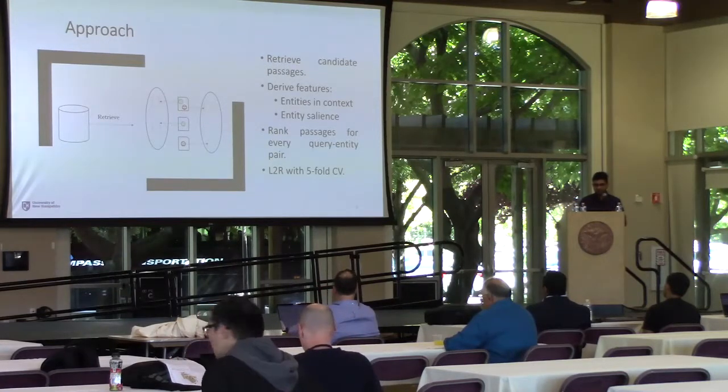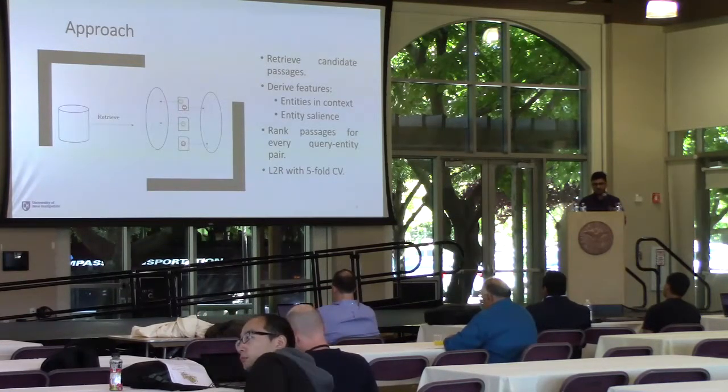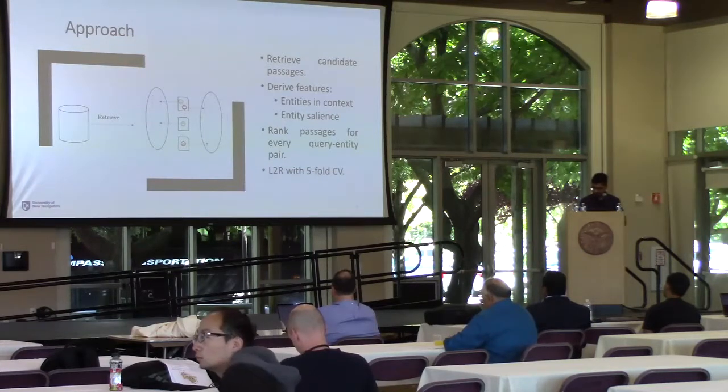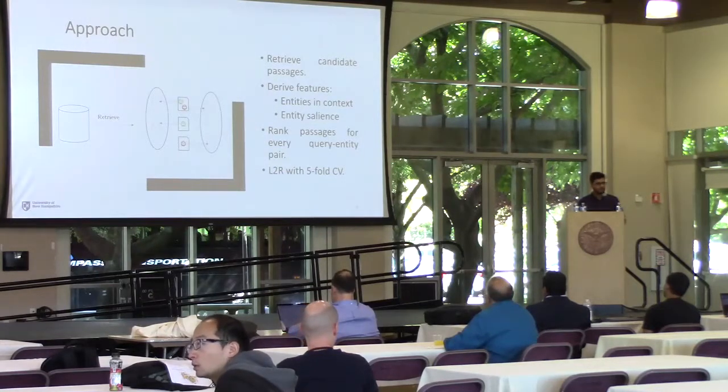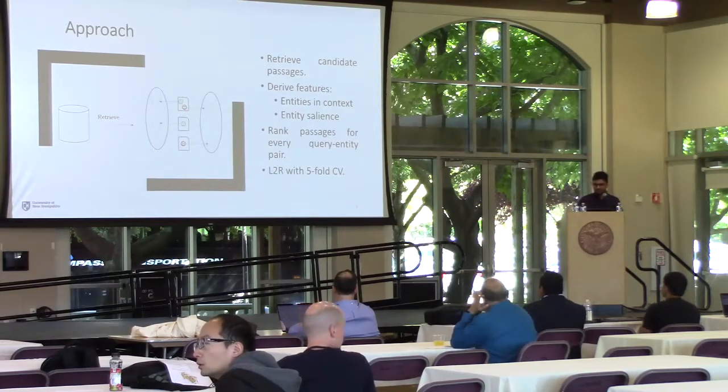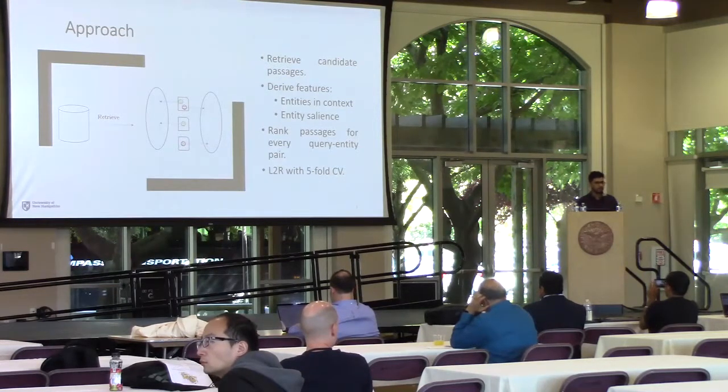The other thing that we look at is entity salience, as I already said. There is a toolkit called SWAT, S-W-A-T, which is, I think, made by the same people who made TagMe. It gives you entity annotations, and it also gives you entity salience predictions with some entity salience scores. And then we rank passages for every query entity pair, and we have a learning to rank approach with 5-fold cross-validation.